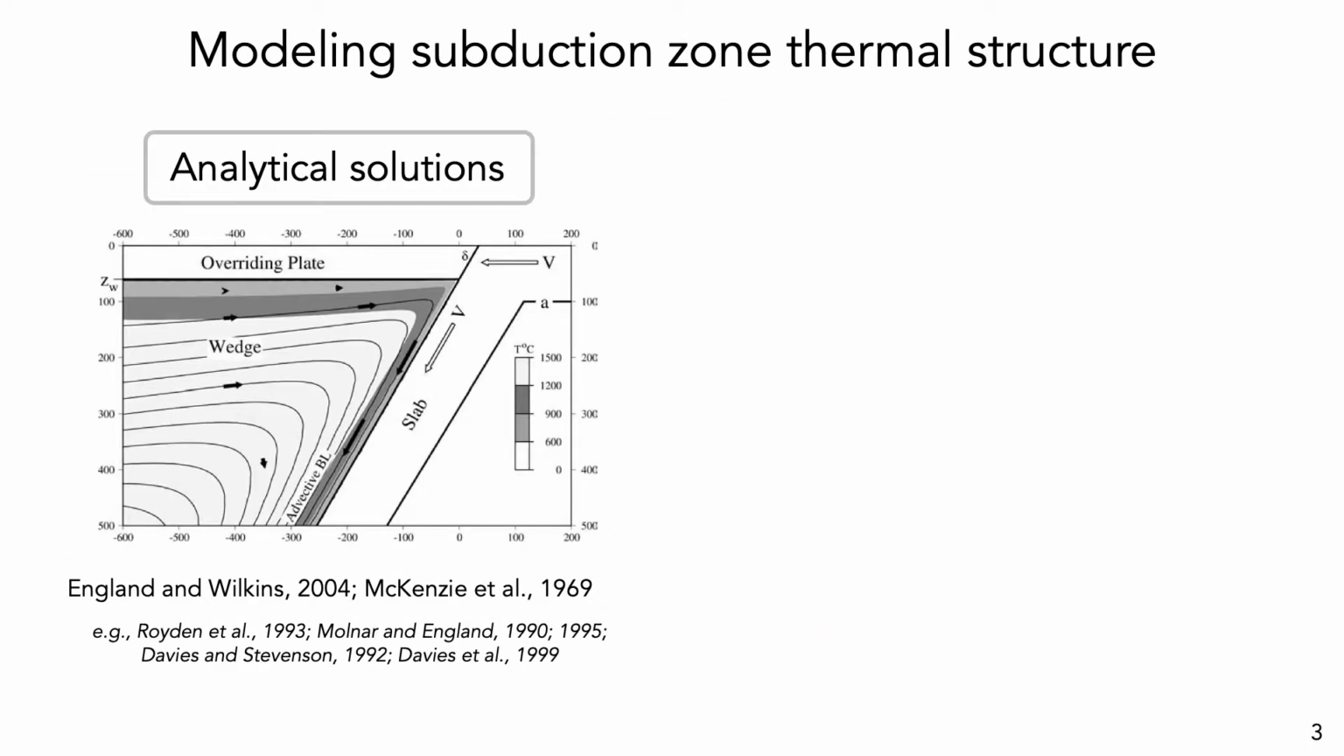So the first models of subduction zone thermal structure were in the form of analytical solutions. And these analytical solutions were extremely instructive in demonstrating that this type of flow in the mantle wedge, which is sometimes called corner flow, is what exerts the fundamental control on mantle wedge and slab top temperatures.